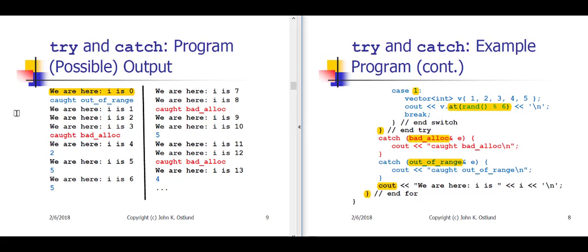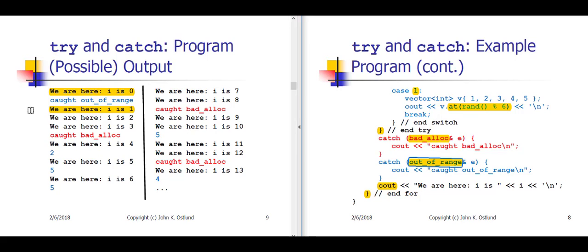The second time through the for loop, apparently in the switch, we got a case 1, which means that we're in this vector accessing part of the code. And also, we were unlucky enough to draw an index of 5, which is out of range, and so the at threw an exception, and we come down here to display "caught out of range." After we display that, we drop down to the last cout statement, and we display "we are here, i is 1."